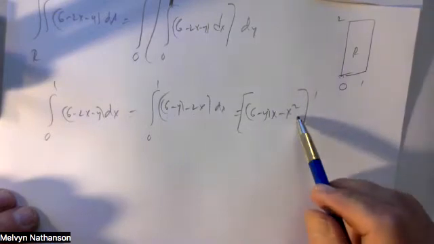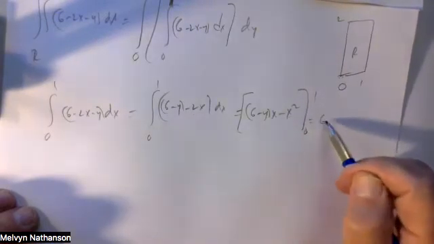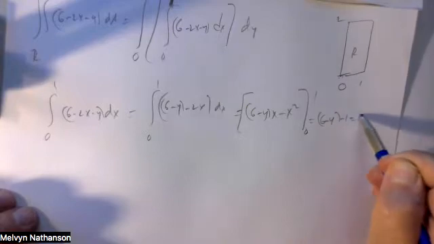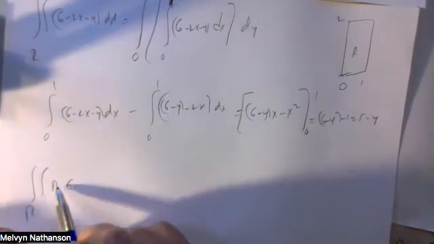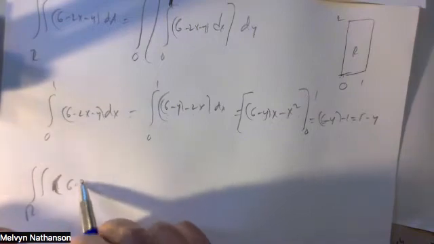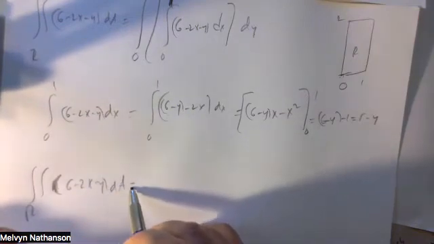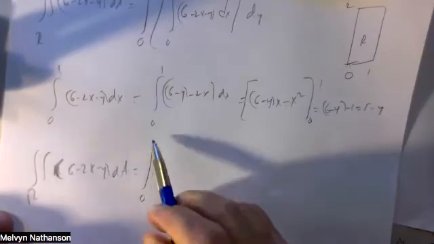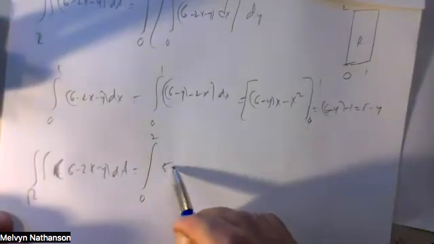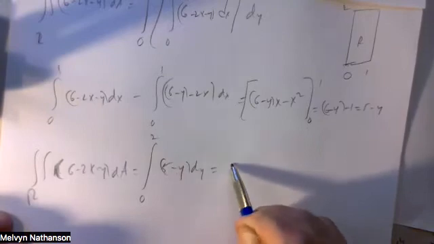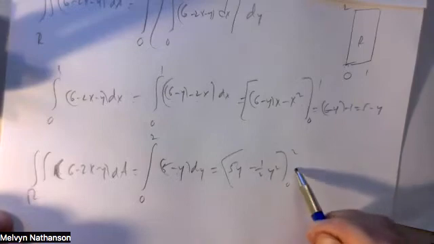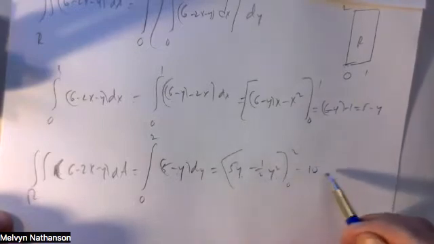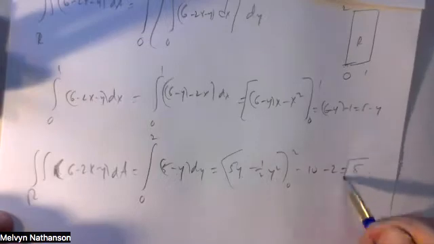When x is 0, I get 0. When x is 1, I get 6 minus y minus 1, or 5 minus y. That's what goes inside here. So this double integral over R of 6 minus 2x minus y dA is the integral from 0 to 2 of 5 minus y dy. That's 5y minus a half y squared from 0 to 2. That's 10 minus 2, which is 8.